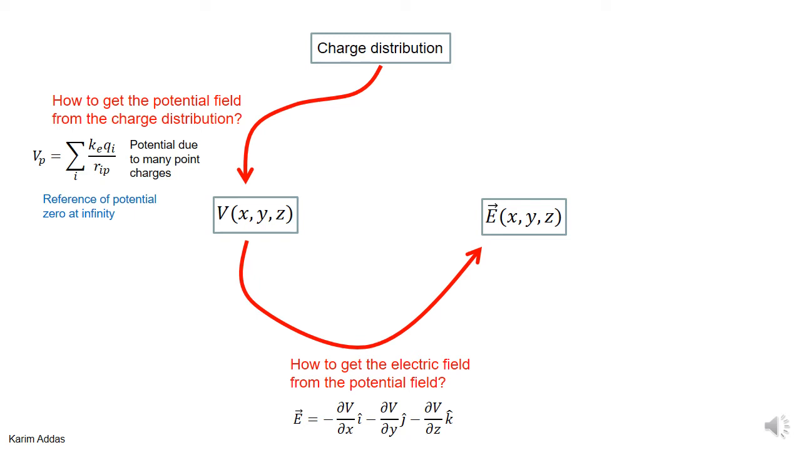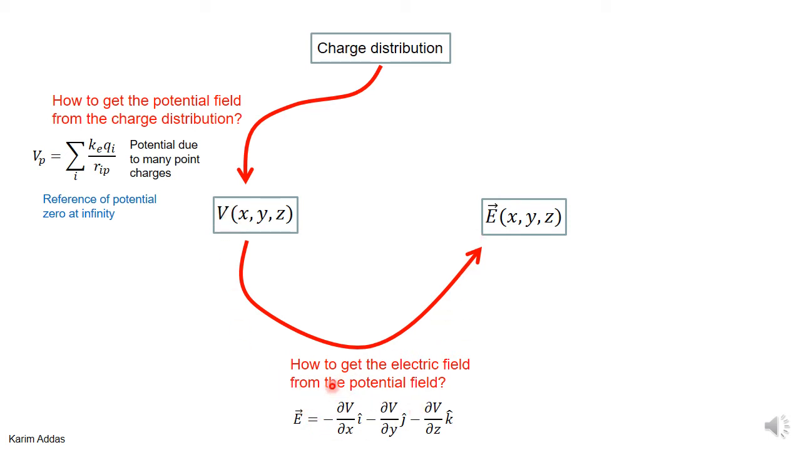This example will illustrate how this two-step process works in detail in a very nice way. So we're showing how you can get the electric field in an alternative way through the concept of potential: by first getting the potential due to a certain charge distribution, and then when you know the potential, you can get the electric field using this relation.